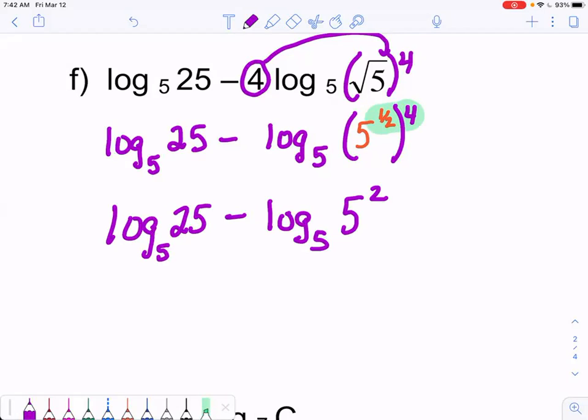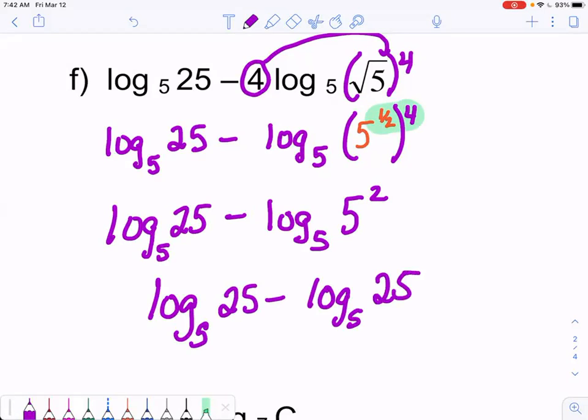All right, so now I have the log base 5 of 25 minus the log base 5 of 25. What do you notice about these two things, Ella? They're the same. So if x minus x is 0, 27 minus 27 is 0, xyz minus xyz is 0, the log base 5 of 25 minus the log base 5 of 25 is 0. Yeah, it is a regular subtraction problem.